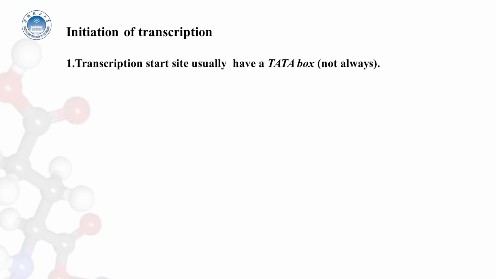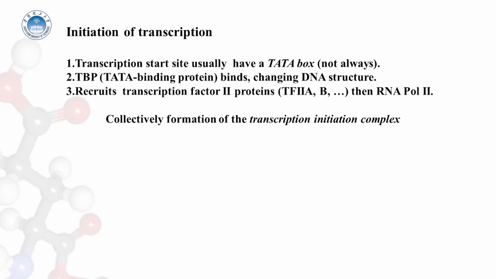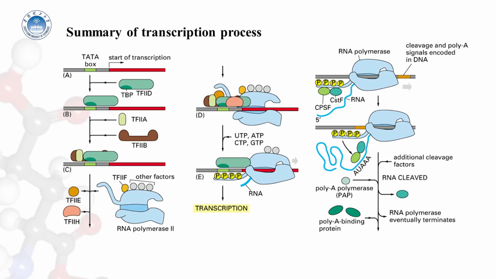Transcription start sites usually have a TATA box, but not always. The TBP, which stands for TATA binding protein, binds, changing the DNA structure, and recruits transcription factors and then RNA polymerase. Here is a summary of the transcription process. So, initiation: the double helix of the DNA is unwound by RNA polymerase, which docks on the DNA at a special sequence of bases.